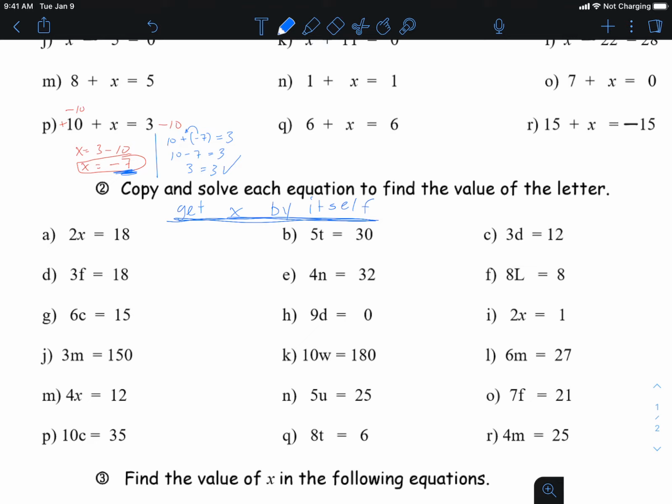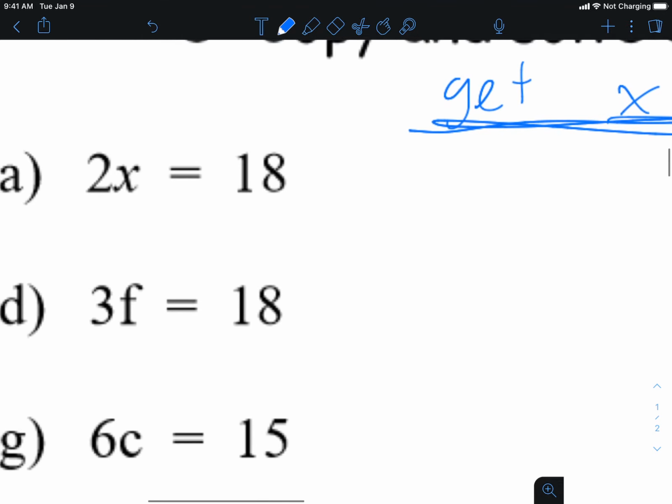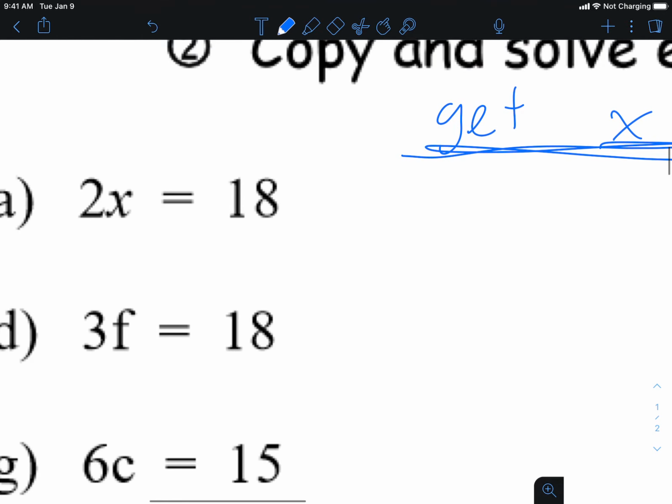Okay. Now, here's what I want to do. I want to get X by itself because that's what we just said. How? Let me ask you a question. What does this mean? What are we doing there? If this was a number, like 4, it's not 24. Please don't say it's 24. What would we be doing?